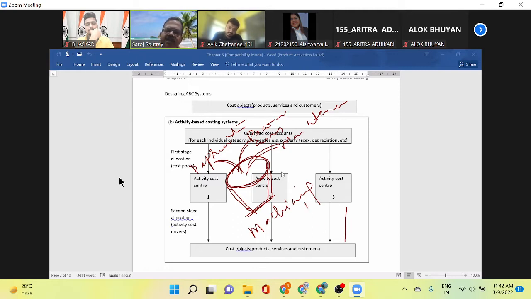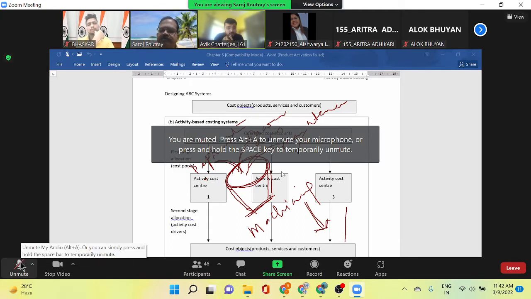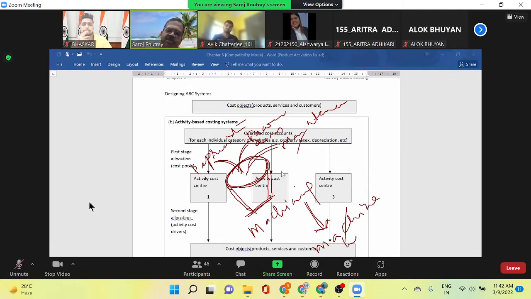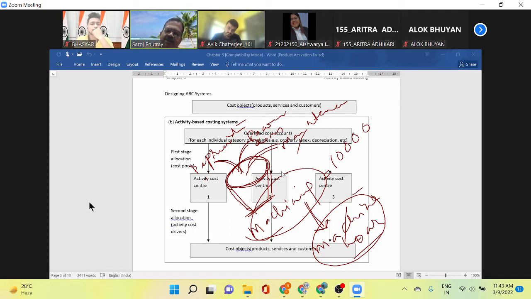And can anybody tell what drives this machining cost? Depreciation, power consumption, maintenance depend on what? Time period. Machine hour, the time consumed by the machine, machine running time. So this is the activity cost pool. If I say it is 10,000, and here I say 100, that means if the machine runs for 100 hours, the machining cost will be 10,000. So per hour it is 100.